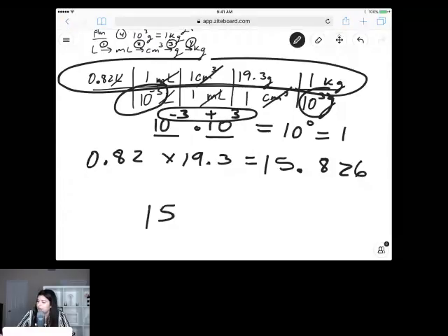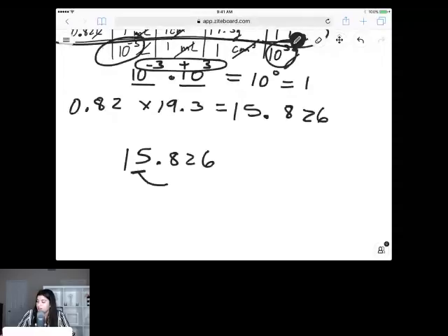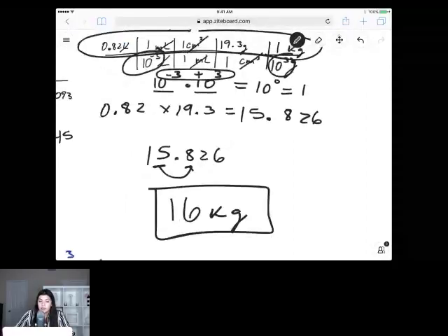And that would have been 15.826. We do want to round to 2 sig figs, actually, because our given was only 2 sig figs. That leading 0 does not count. All right, so going back, I'm going to round. This would have been only 2 sig figs, I said. So this is going to be just rounded up to 16. And that would have been kilograms. Okay. Hope that all made sense.